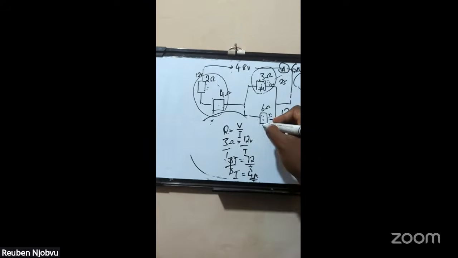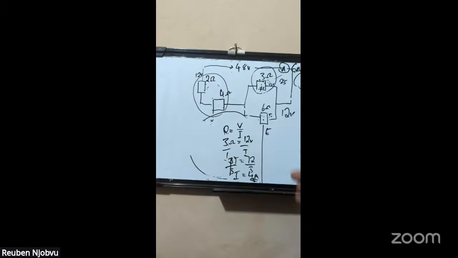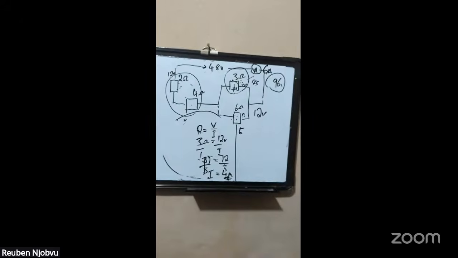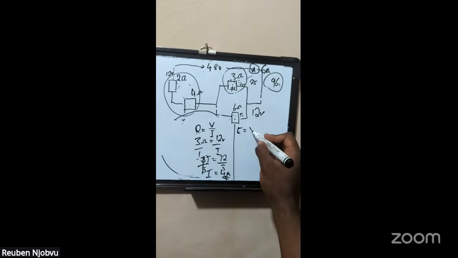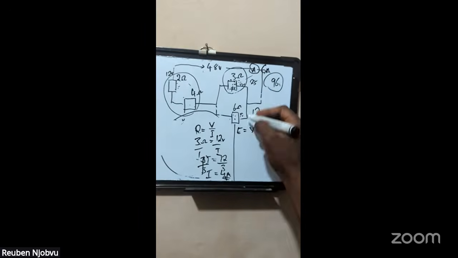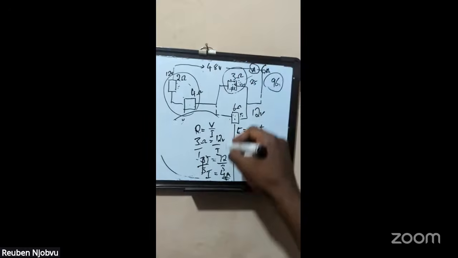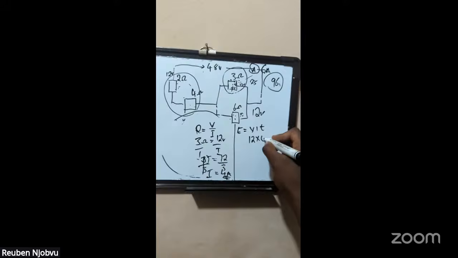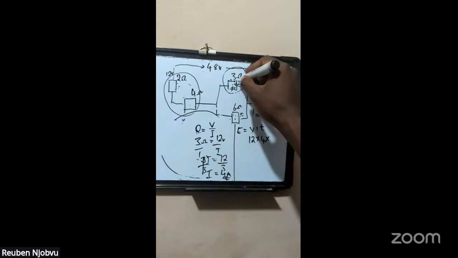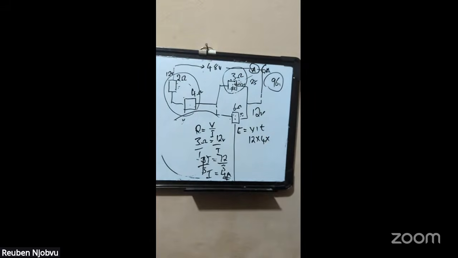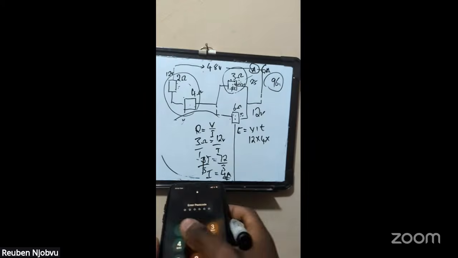So we have now energy. Energy is equal to voltage times current times time. What is the voltage at this point? 12 volts. Times what is the current at this point? The one we just found, 4. Times what is the time at this point? The question said in 2 seconds, right?